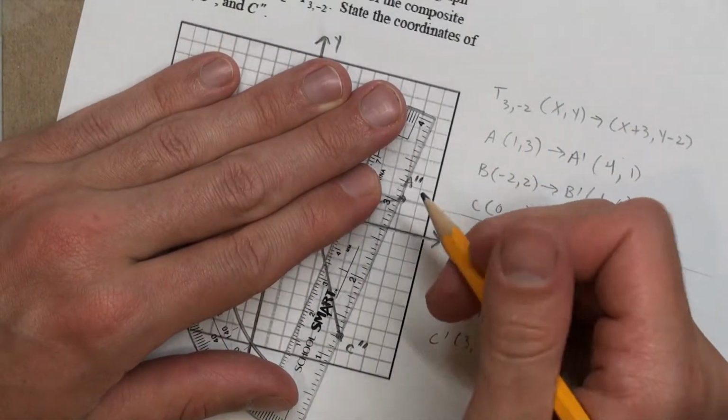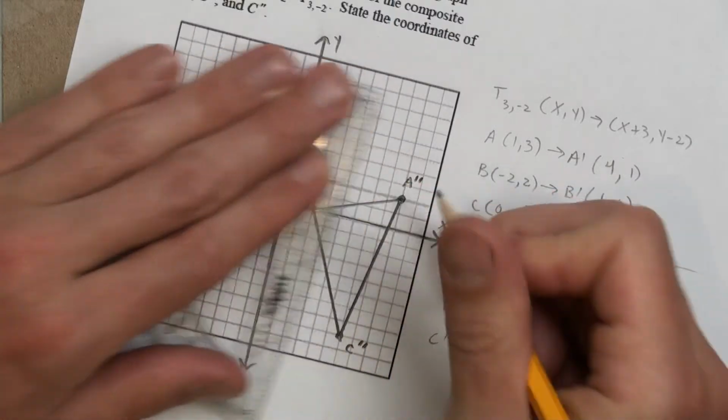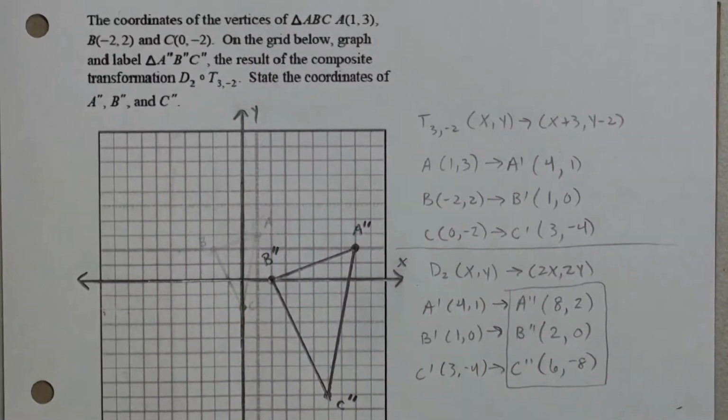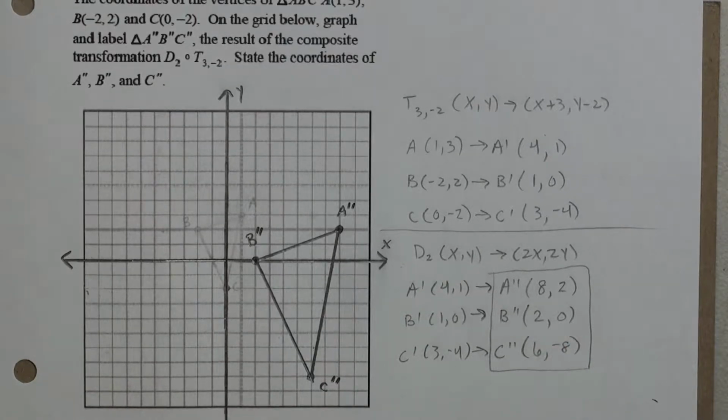When it says graph and label, it means you just have to label the points with the letter. Okay, but don't forget that these are double primes, right? So graph and label and state the coordinates, which I did over here. So I did both. And that's all you have to do.